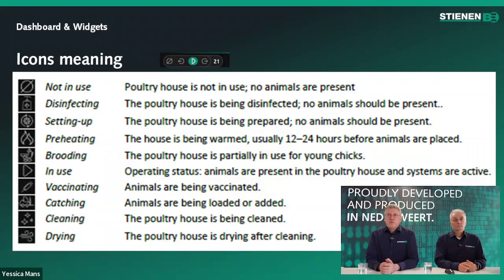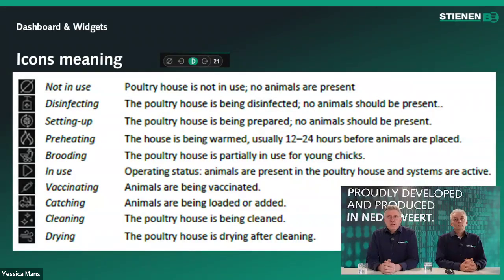Catching. When catching the animals, set the ventilation to a fixed setting, negative pressure off, inlets to a fixed setting, timers to a fixed setting. After catching, set the computer back to in use and you won't have any trouble to get everything running again.